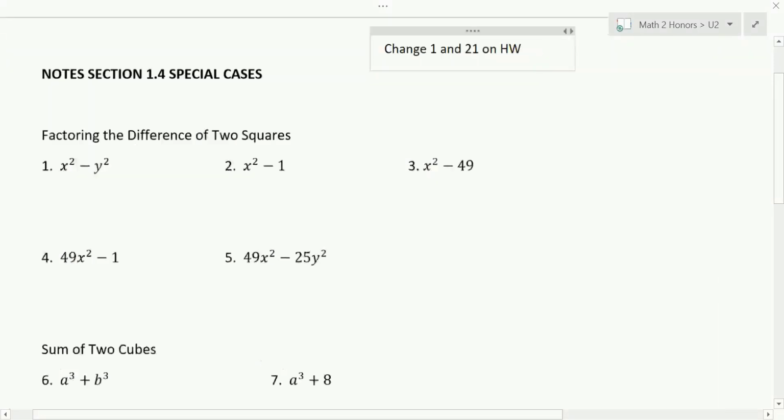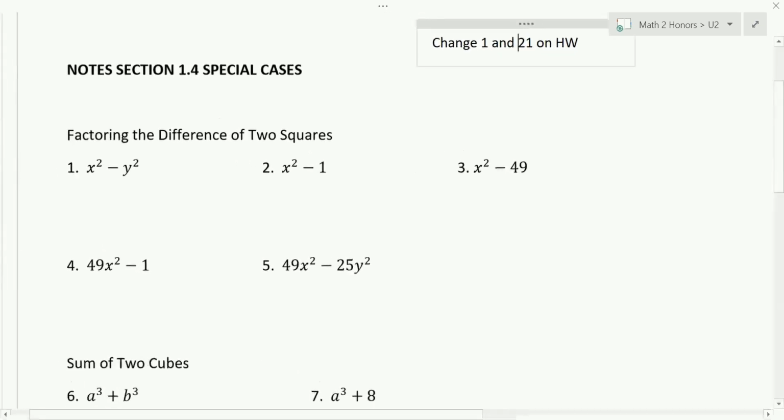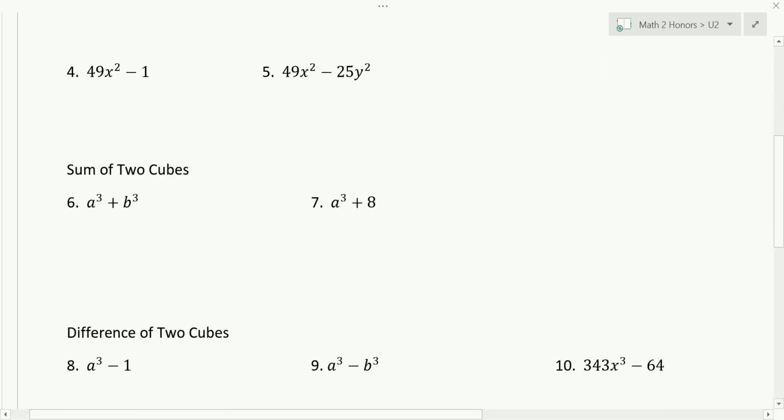Okay, so we're going to look at some special cases today, and in particular, a difference of two squares, how to factor those. You may have done that in the past. And then how to factor two cubes, either a sum of two cubes or a difference of two cubes.